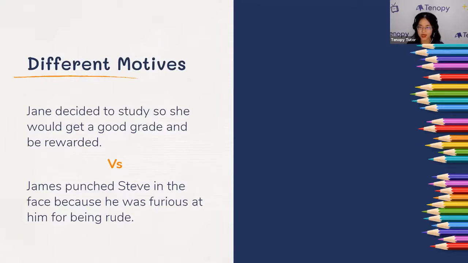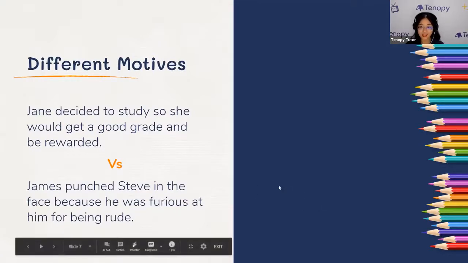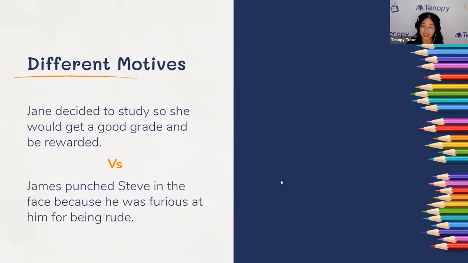You might have noticed that there's a slight difference here. In the example of Jane, there's only one character. Nothing prompted her, no one was there to tell her, Jane, you should study, or else you will not get a good grade, or you will not get rewarded. It's more or less just about Jane. Whereas in the second example, Steve and his actions are the reason why James is furious. And that furiousness drove James to take the action.